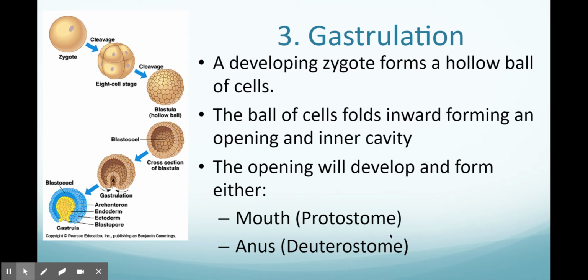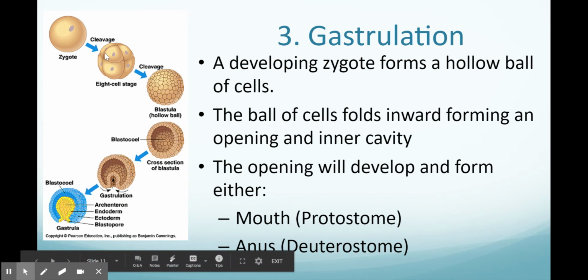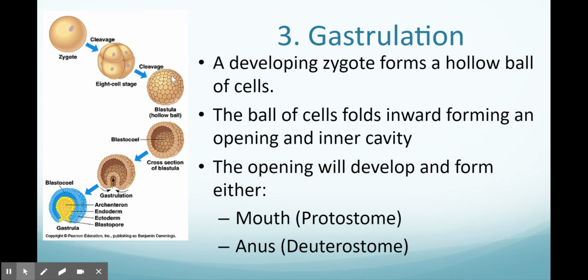Gastrulation describes the process of how an individual single-celled zygote divides and forms into a multicellular organism. In the first stages of development, as the zygote starts to multiply the number of cells, we eventually end up with a blastula, which is a hollow ball of cells. You can see here there's an internal cavity called a blastocoel.